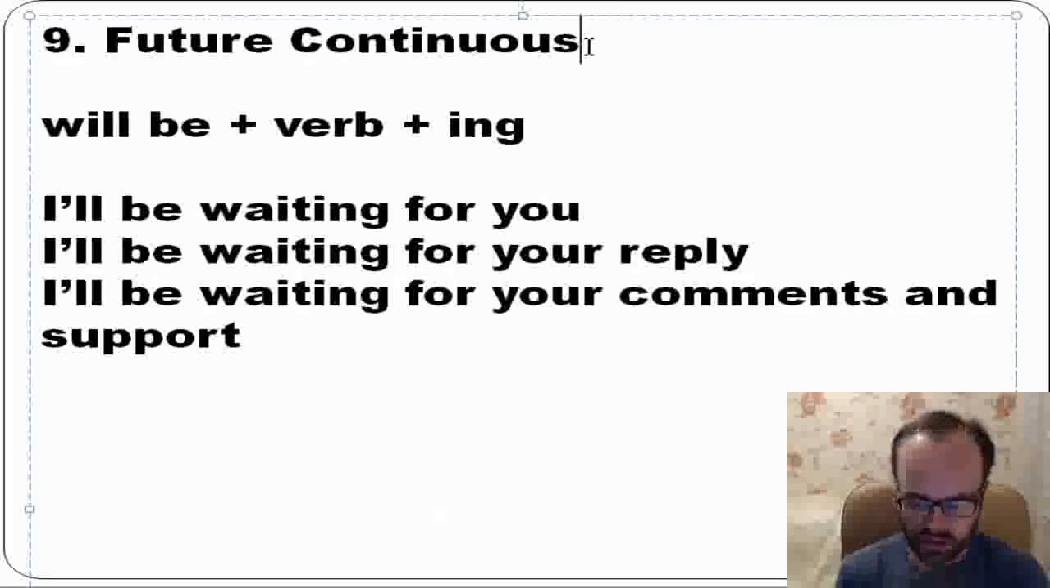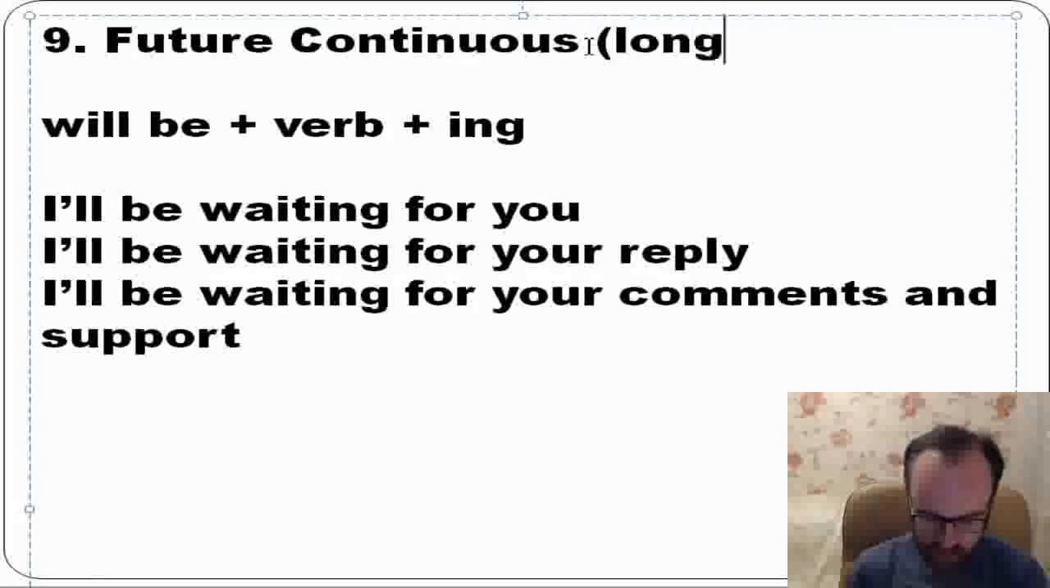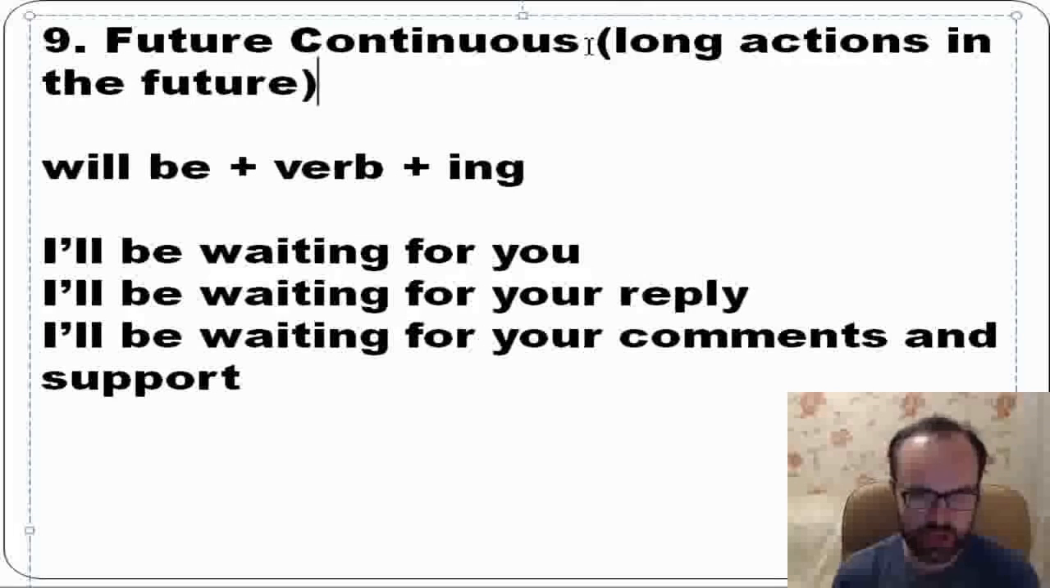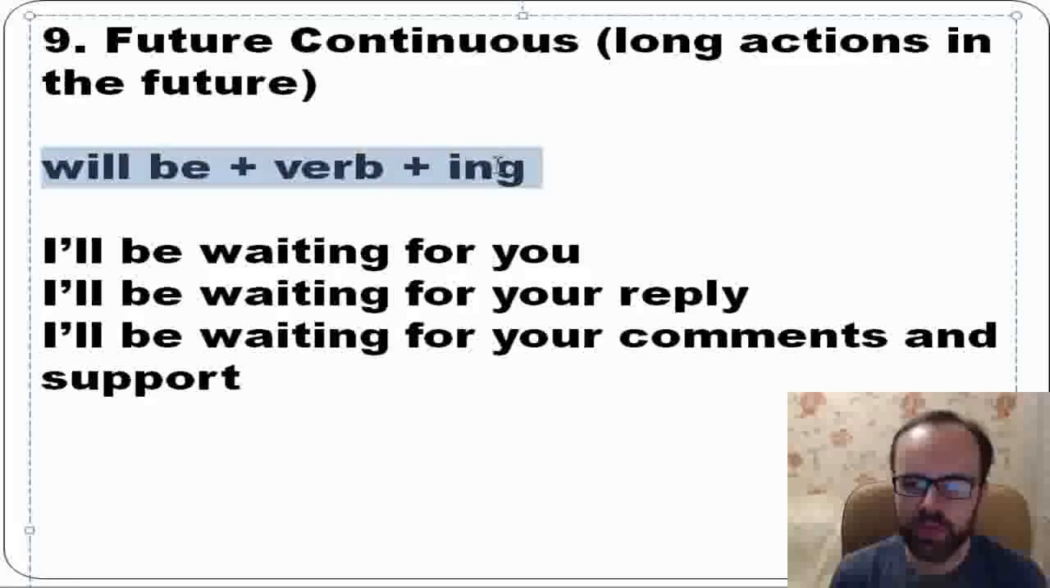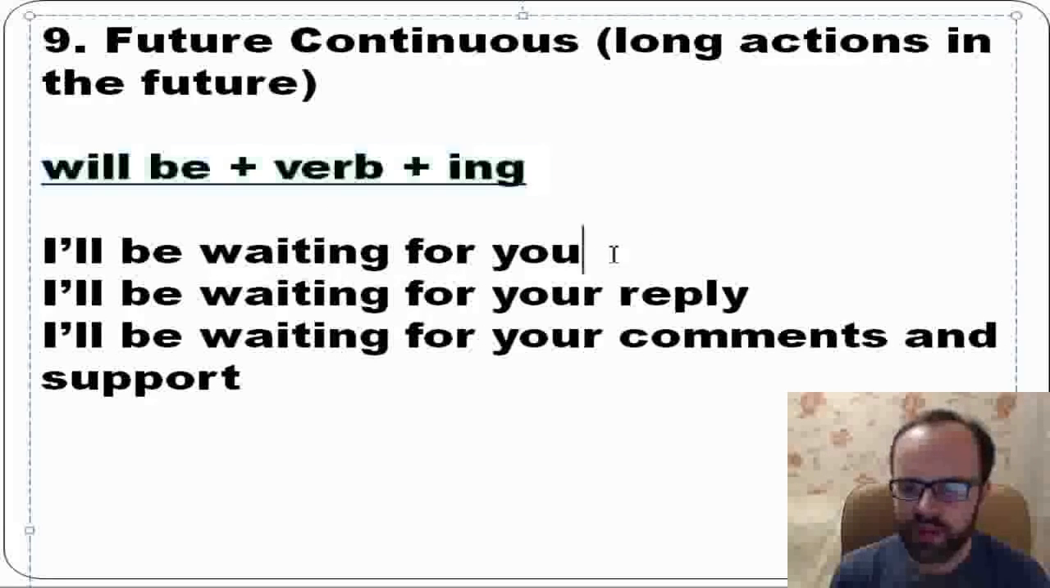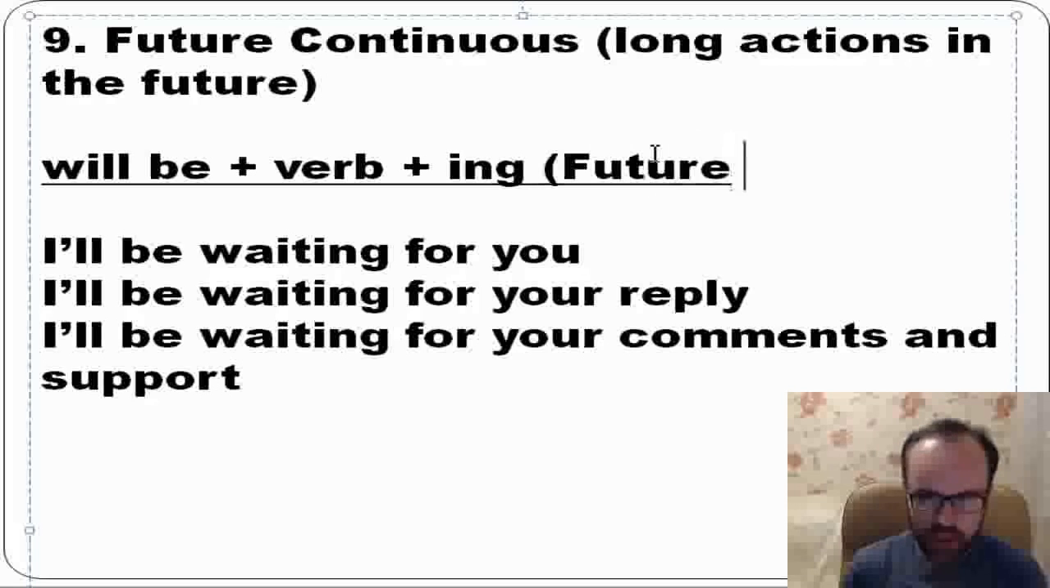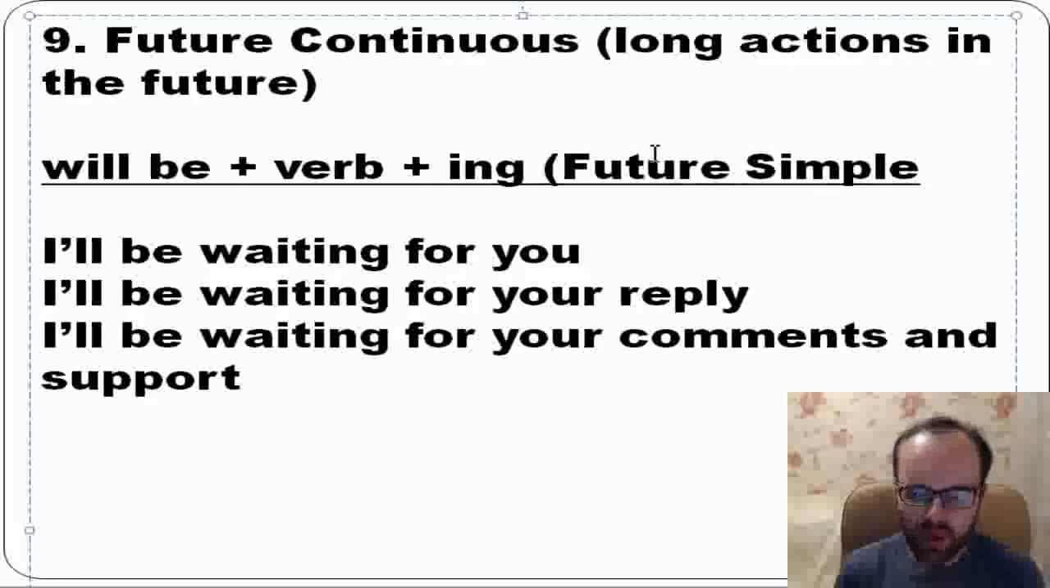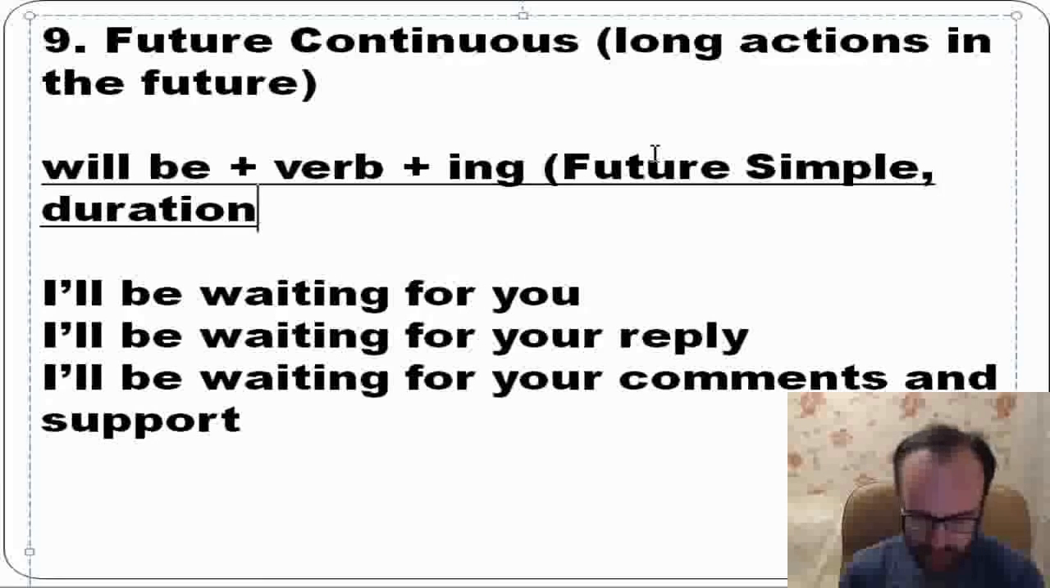Well, future continuous. It's for long actions in the future. So will be plus verb plus ing. So I'll be waiting for you. We often use this tense with "wait". It means it's very important. It's like future simple, but there is a long action. There is a duration.